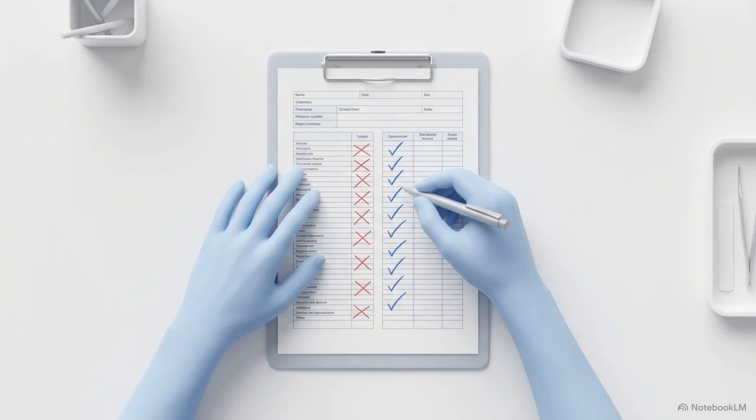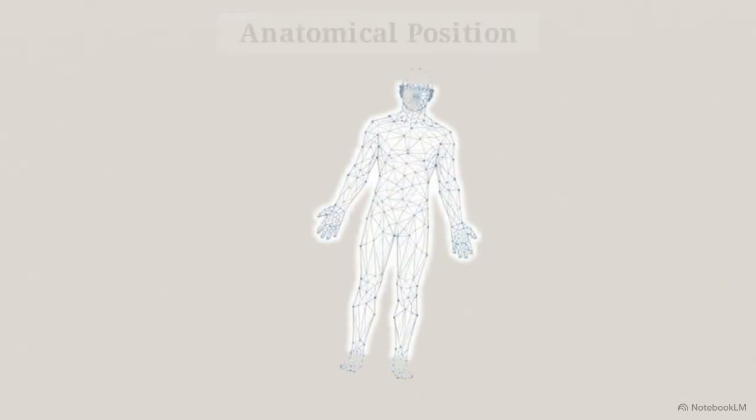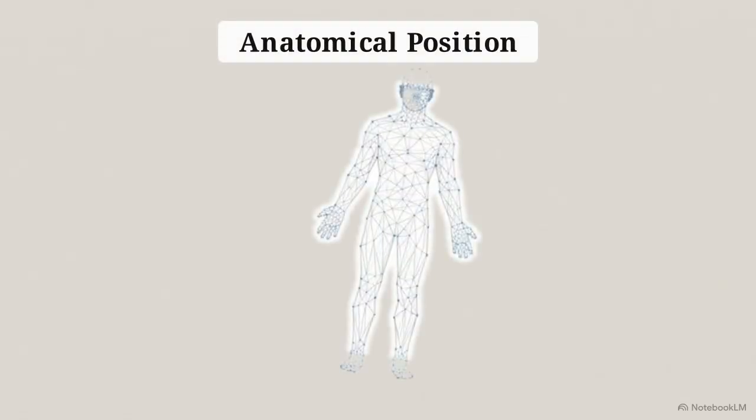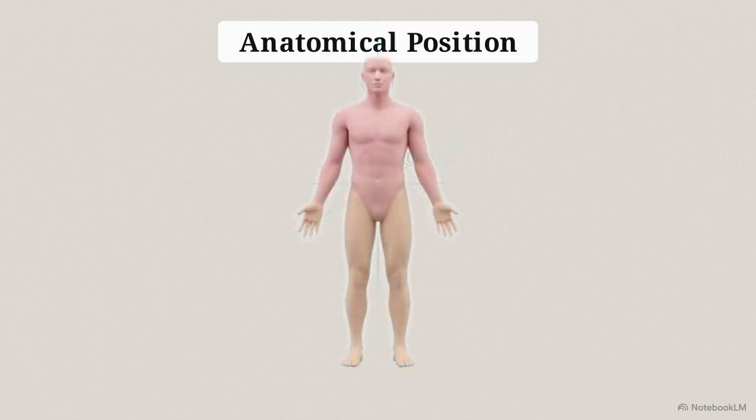To eliminate observer bias, medical professionals discard everyday directional language. They rely instead on a standardized zero-tolerance spatial framework. The foundation of this framework is anatomical position. It serves as the universal zero point, the exact origin of a human coordinate system. This origin point demands strict geometric parameters.